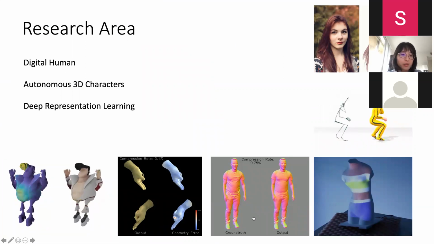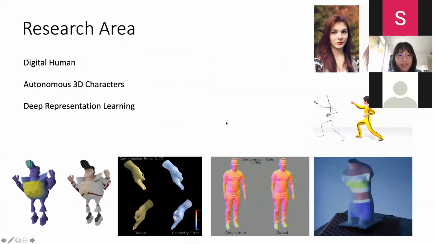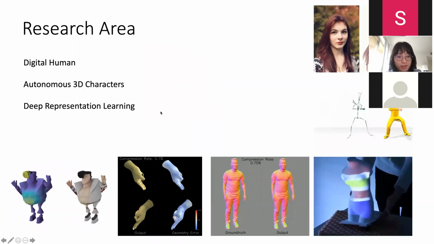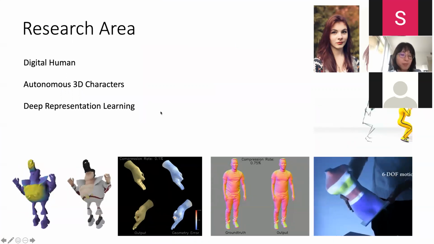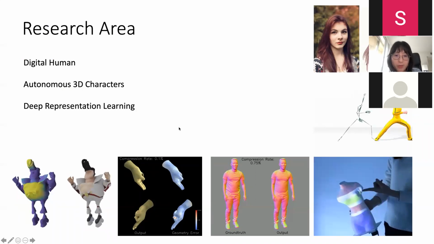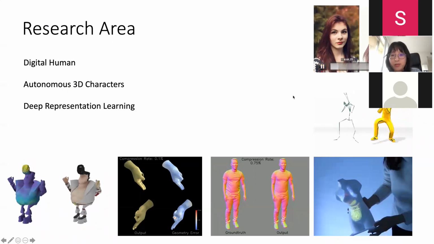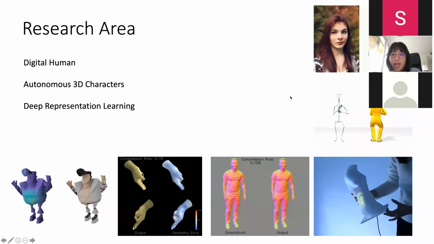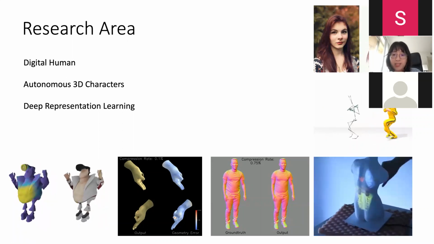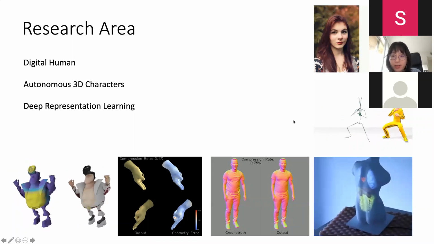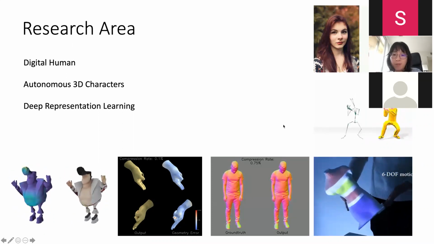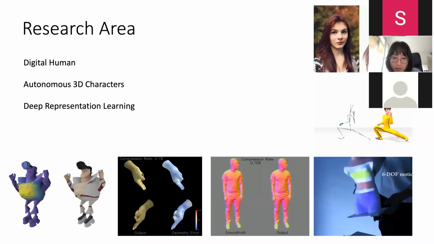And so I conclude my work as creating autonomous 3D characters and finding the representation for deep learning for digital human. And here are some of my previous works. This one is about reconstructing the full 3D hair from just one single image through a neural network. And this part is about generating complex and extended human motion.